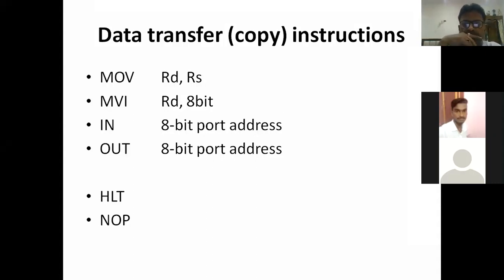And IN is an instruction by which we read the data from the input device, which is designated by an 8-bit address. OUT is an operation in which the microprocessor displays the data to the output device whose 8-bit address has been defined within the instruction. The first instruction, MOV, is a single byte instruction; MVI Rd, 8-bit is 2 byte; IN 8-bit address is 2 byte; OUT 8-bit address is again a 2 byte instruction. The purpose of all these instructions is to copy the data from one place to another place.